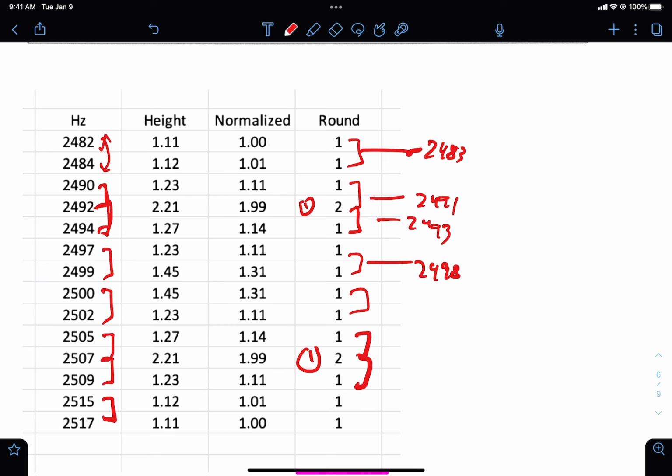And our next are centered at 2501. We have 2505 and 2507, so that's 2506. We have 2507 and 2509, so that's 2508. And then 2517, or 15 and 17, that's obviously 2516.